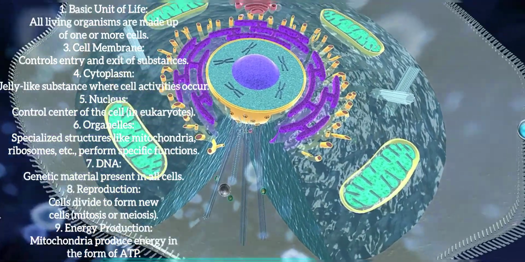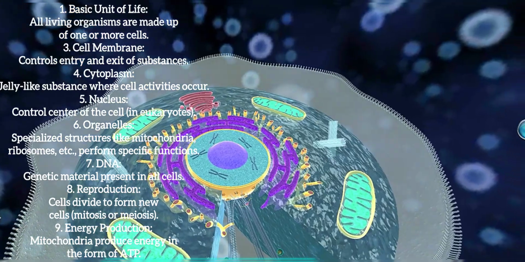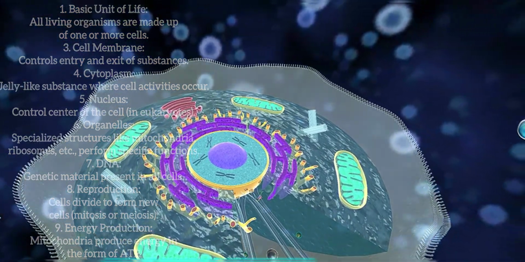7. DNA. Genetic material present in all cells. 8. Reproduction. Cells divide to form new cells, by mitosis or meiosis.